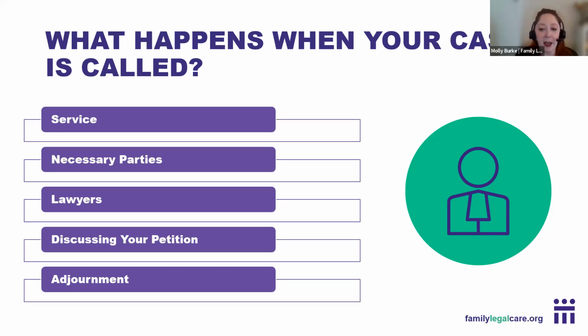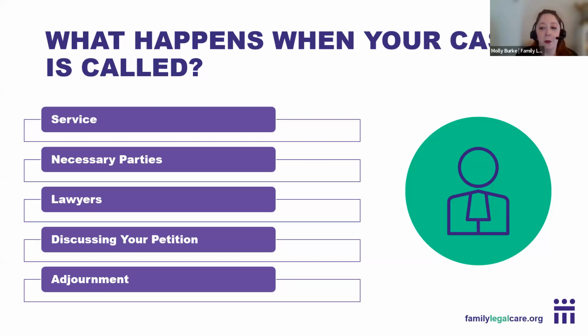So the first thing that happens when your case is called is that the jurist will want to make sure that the other person was served properly before they can move forward with your case. Now, remember, like Jessica was mentioning, the jurist cannot move forward without the other party being properly served. They need to make sure that the other party was notified properly about your case.